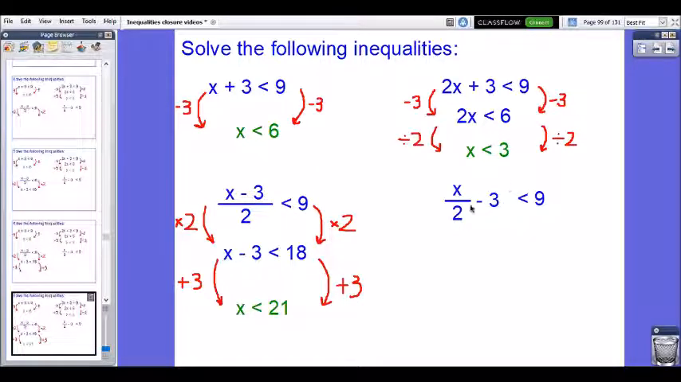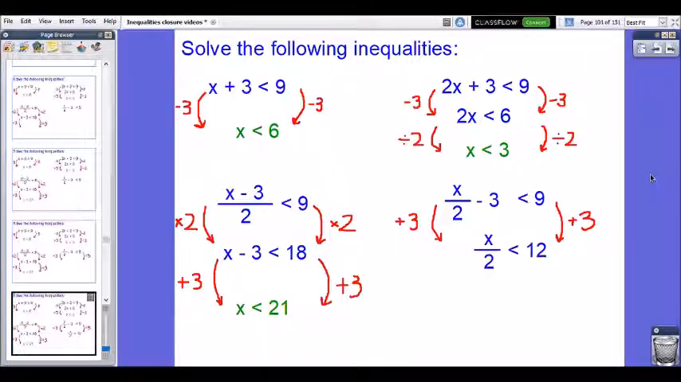So negative 3, what's the opposite of minusing 3? Well, I'm going to add 3 to both sides. So that tells me that x divided by 2 is less than 12. Okay, now I can deal with this fraction. So what's the opposite of dividing by 2? Well, it's multiplying by 2. Timesing both sides by 2, that tells me that x is less than 24, and that is the solution to my problem.